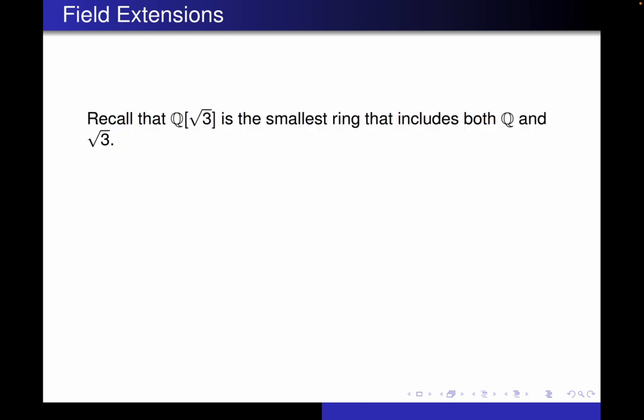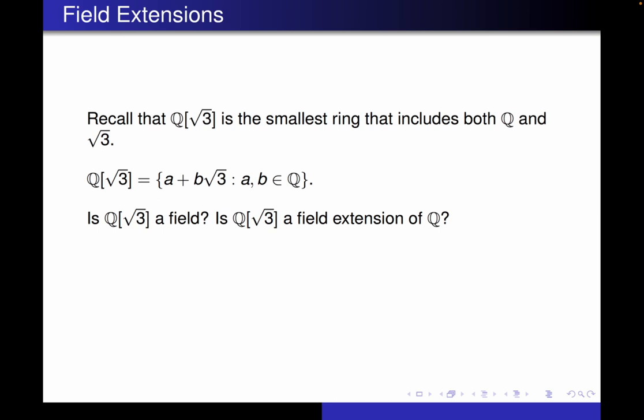So just as a reminder about Q[√3], that is the smallest ring that includes both Q and √3. And if you remember the work we did with the integers, it's very similar with rational numbers. Q[√3] with the square brackets is equal to a + b√3, where a and b are rational numbers. So the question is, is the smallest ring that includes both Q and √3 also a field? Well, let's see. And in particular, is it a field extension of Q? Because remember, if we let b equal 0, we can see that all the rational numbers are contained in Q[√3].